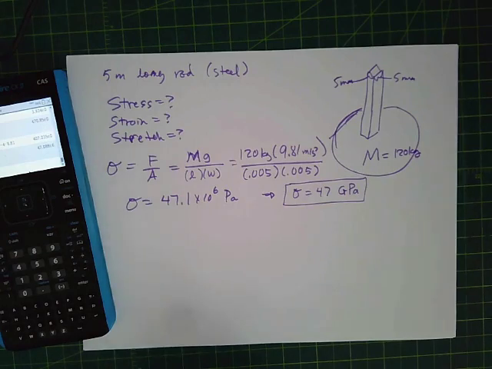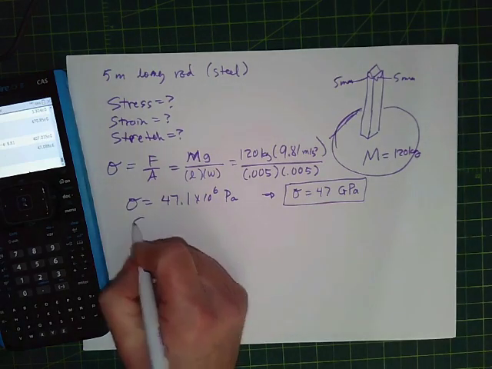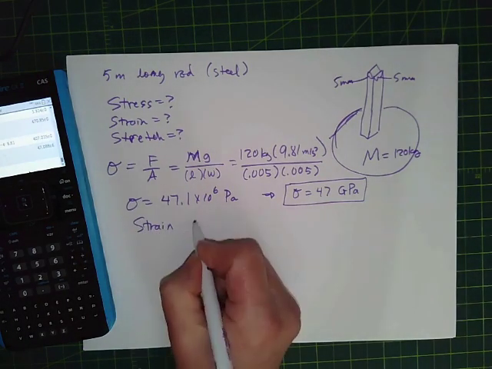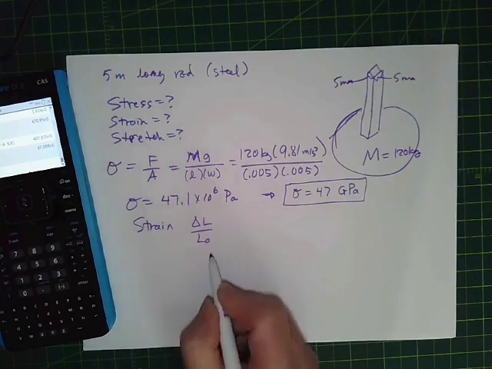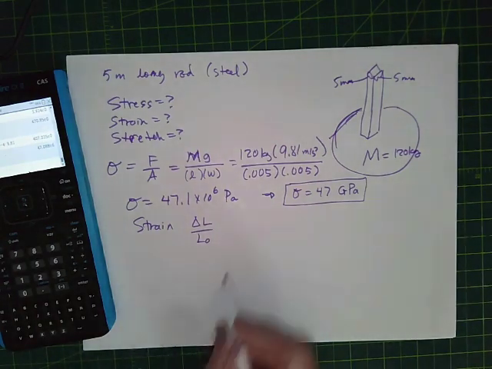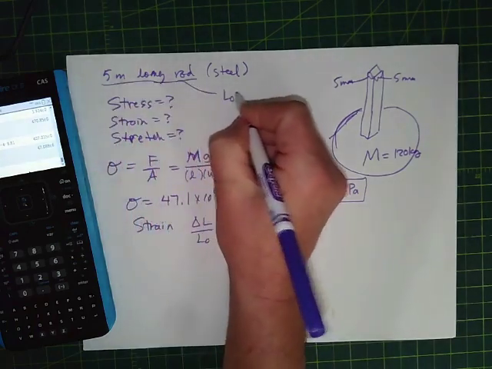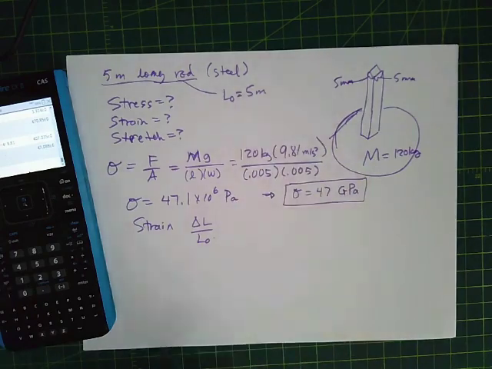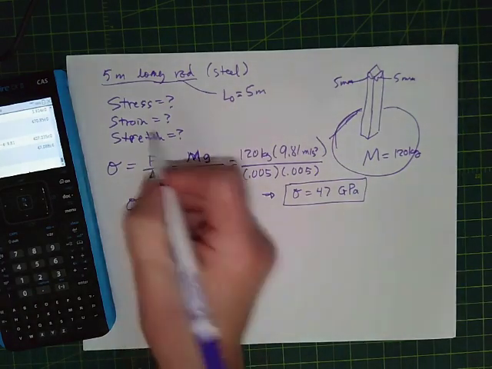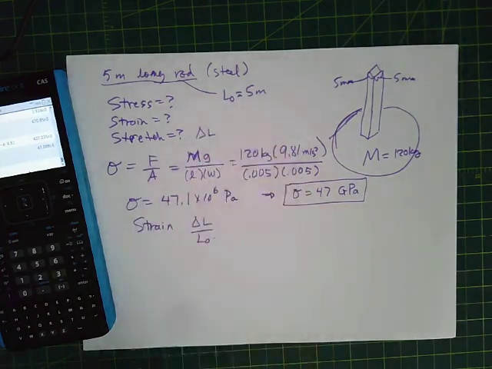All right. Okay, so now we want to know the strain. So what is the strain? Well, good question. So the strain is going to be delta L over L naught. We got L naught, right? L naught was 5. It was a 5 meter long rod when we started, so L naught equals 5 meters. But what's delta L? Well, delta L is the stretch, right? Looks like we're going to need to know that to get the strain.